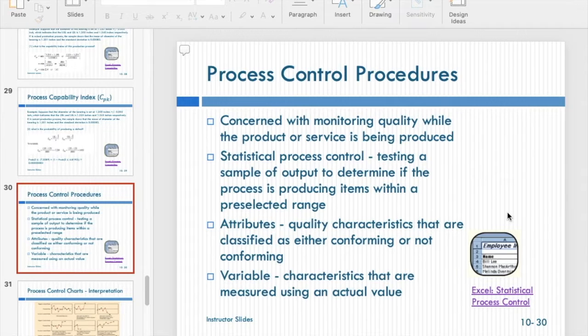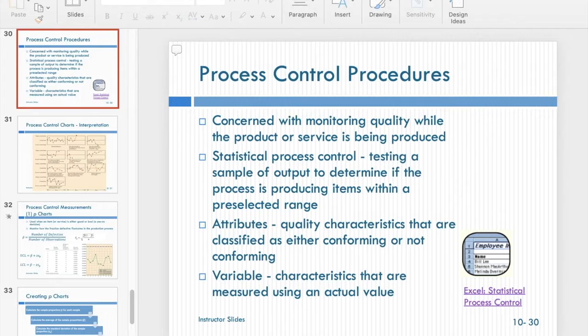Now let's move to process control procedures. This is the last part of this chapter, and within this part, we will mainly talk about the statistical process control procedures. All right, so we may still remember that in part 2, we mainly talked about the Six Sigma approach, which is widely used in quality management.